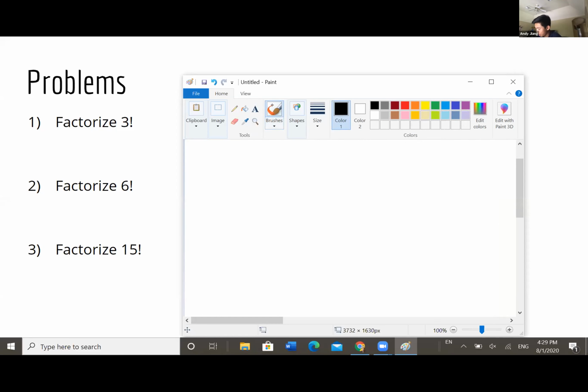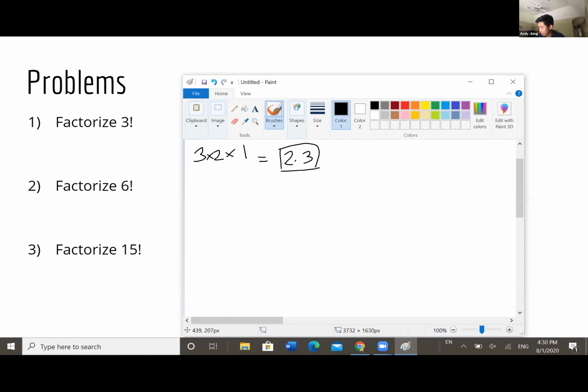All right, 3 factorial is pretty easy because 3 factorial is 3 times 2 times 1, which is just 2 times 3. All right, so that's my factorization. Awesome. We have a score of 33 right now.